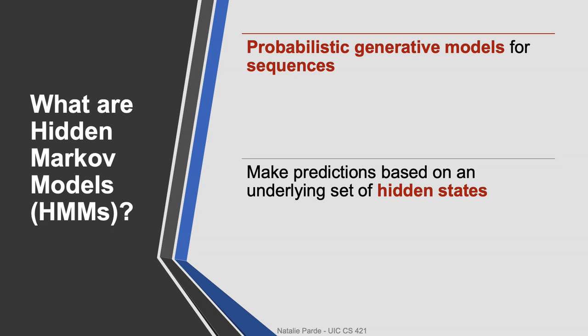In a nutshell, hidden Markov models are probabilistic generative models for sequences. They model the likelihood of different sequences occurring based on an underlying set of hidden states. These are states that the model can be in, but that are not observed directly.